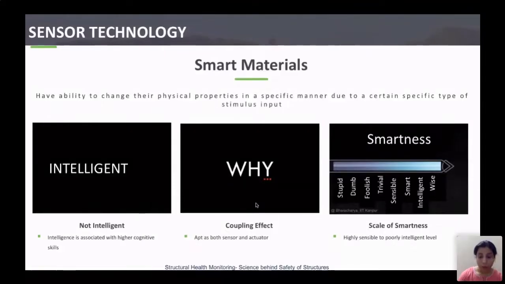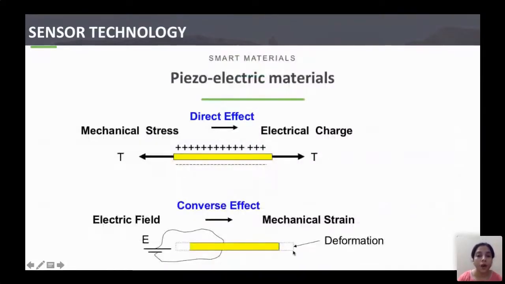Now, if you are calling them smart, there must be a scale of smartness, isn't it? So the materials which are available till now generally lie in the range of highly sensible to poorly intelligent level. So we'll take all the smart materials one by one.